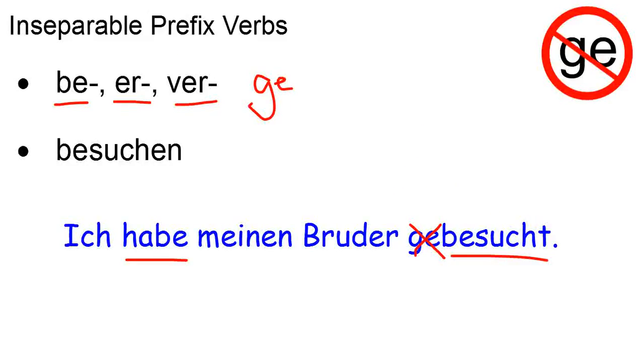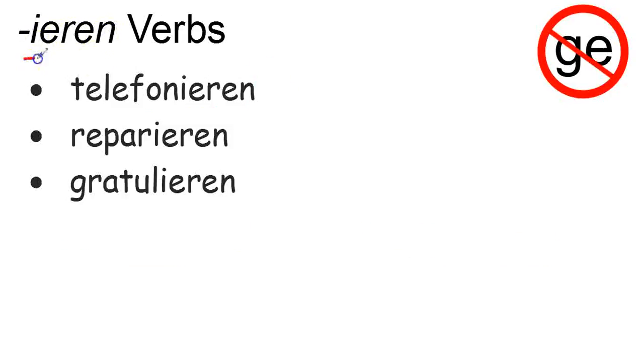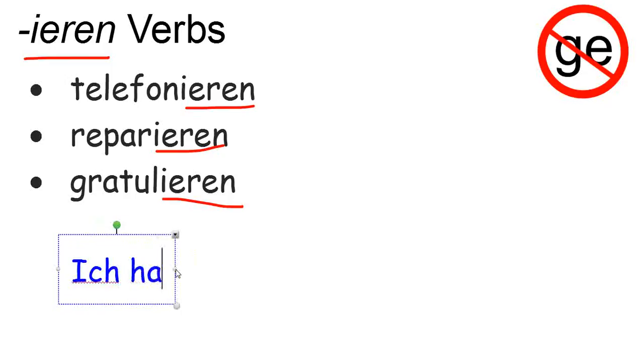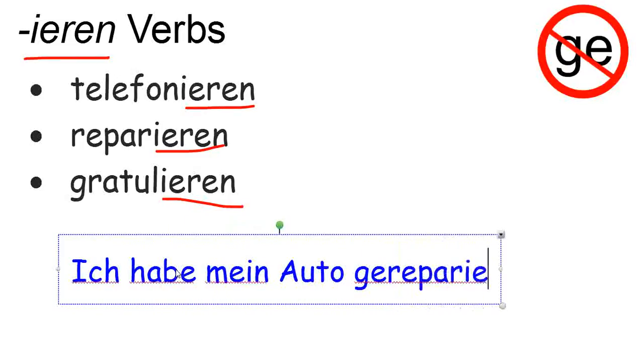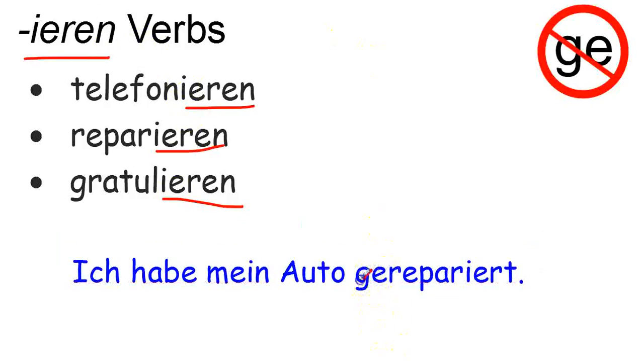The other ones that don't take a ge are the ieren verbs. So verbs that end in ieren: telefonieren, reparieren, gratulieren, studieren, und so weiter. So I wouldn't say ich habe mein Auto gerepariert. That's weird. In German, that does not even sound right. Hurts my ears. So there's no ge. To say I have repaired my car, you just say: Ich habe mein Auto repariert.